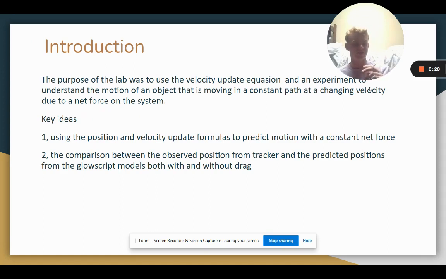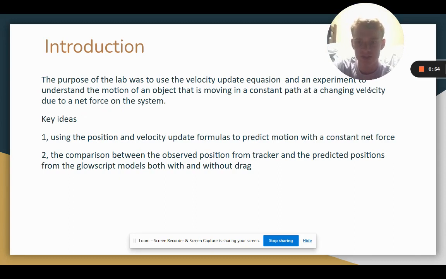And then we created two GlowScript codes to model its behavior and position. The first model was just factoring in the force of gravity. The second was factoring the force of gravity and the force of drag. And then we combined all three of those into a graph that shows all three positions as a function of time. This experiment had two key ideas.